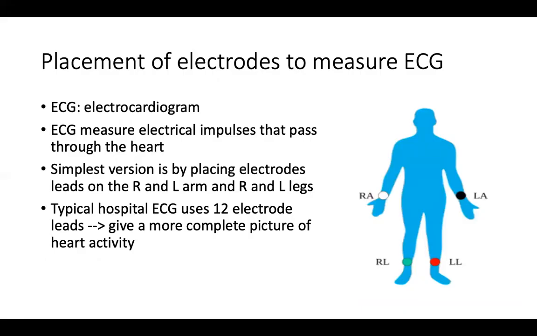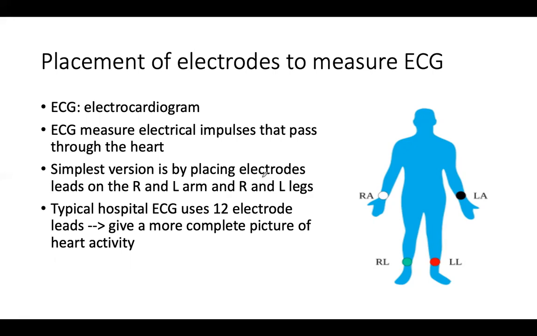Now, ECG stands for electrocardiogram, and the picture or strip that is created by this machine is called an electrocardiograph. Basically, you are creating an image of the heart's electrical impulses, if you want to break it down for yourself. Now, the ECG is measuring specifically the electrical impulses of the heart as they pass through.